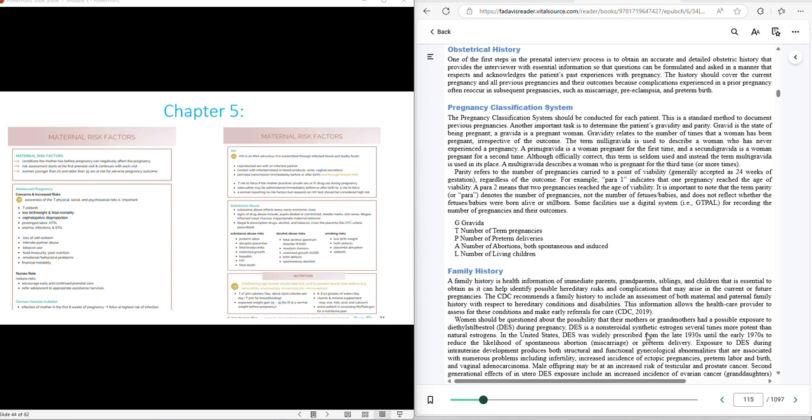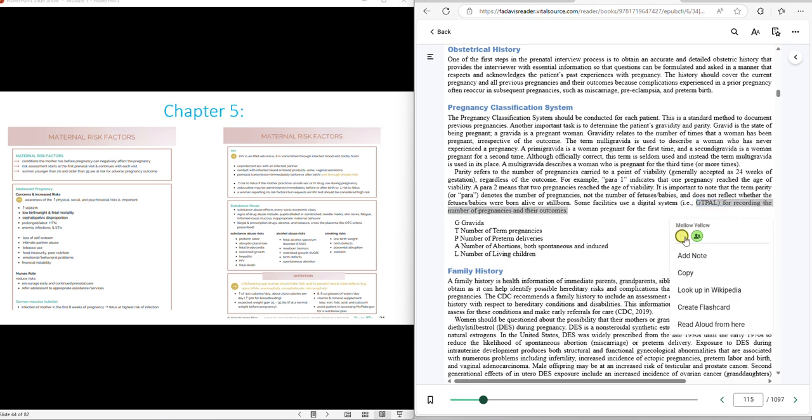Now let's look at page 115. It's talking about the pregnancy classification system. And we're going to go over this in class as well, but it's something that's called GTPAL, okay? So if you see GTPAL, which is here, it's recording the pregnancies and their outcome. So gravida is the total amount of times that you've been pregnant, including your pregnancy now as a patient.